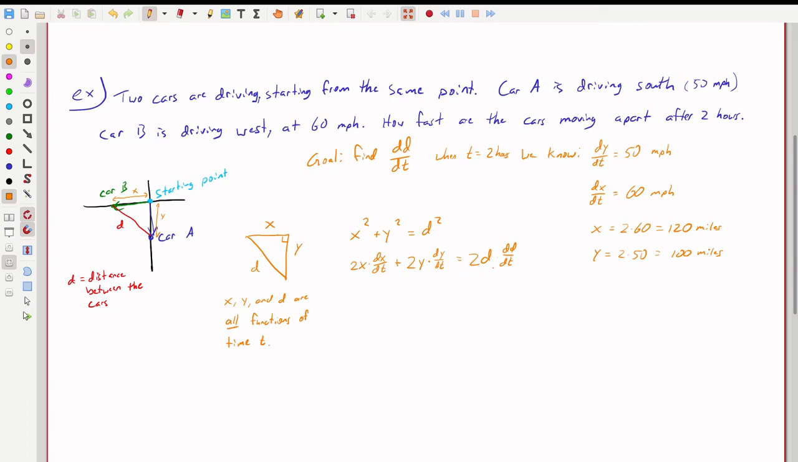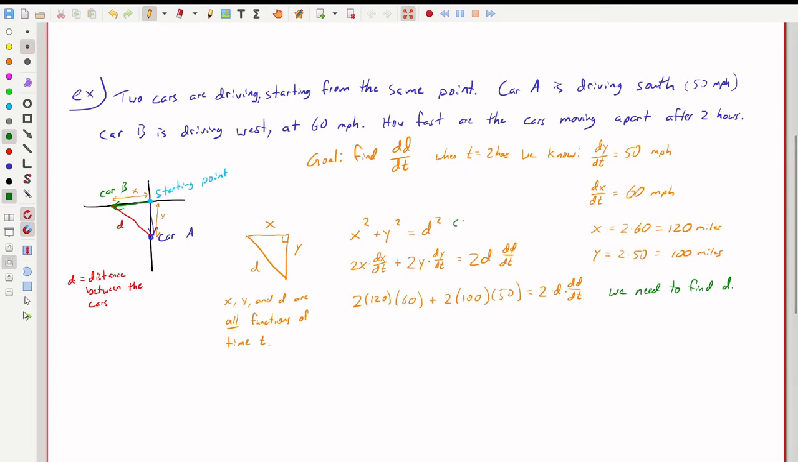Okay, now that I'm done differentiating, if I want to, I can plug in, and my goal is to find dd/dt when t equals 2. And when t equals 2, I know all of this other information. Okay, so I'm going to go ahead and plug in. So x is 120, dx/dt is 60, y is 100, dy/dt is 50, but I don't know a value for d, and I don't know dd/dt. dd/dt is the thing I'm trying to find, so I'm still stuck with one equation and 2 variables, so I need more information.